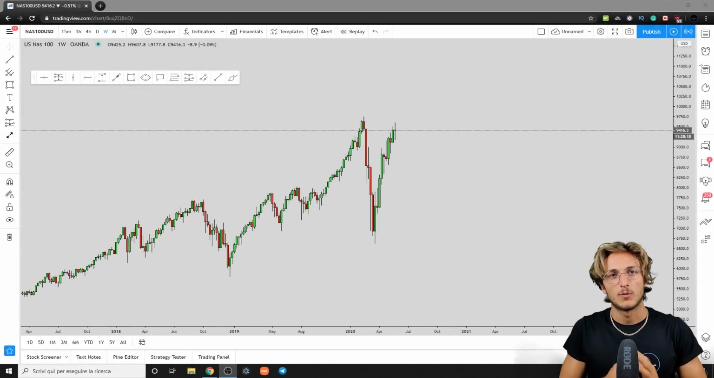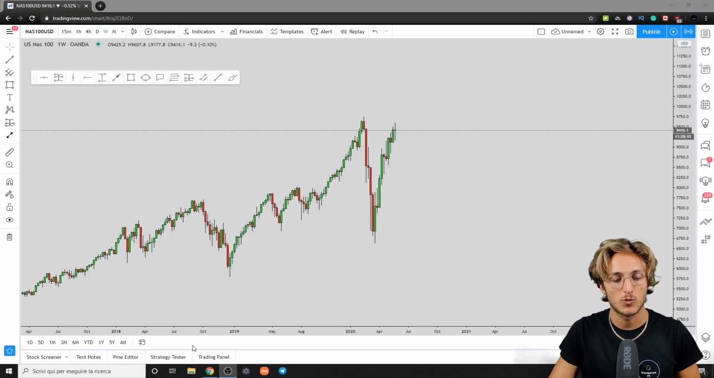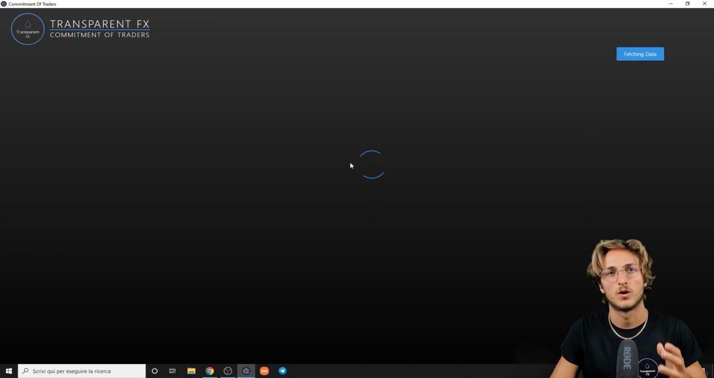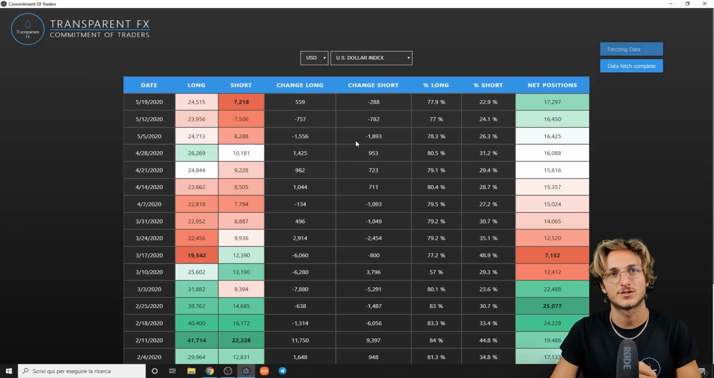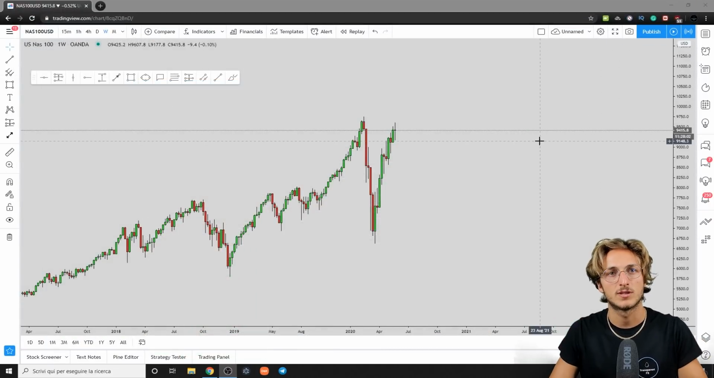Okay, so today I want to be making a full analysis on NAS100. So we will be making the analysis from a technical perspective, then we will be checking the order flow. So what hedge funds are doing on pairs that are correlating with NAS100, and we will see what kind of opportunities there are to be capitalizing on it. So let's start the analysis.